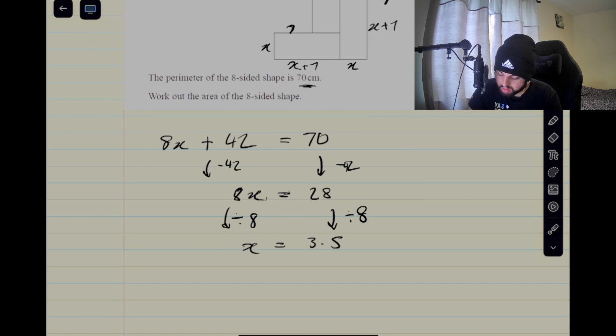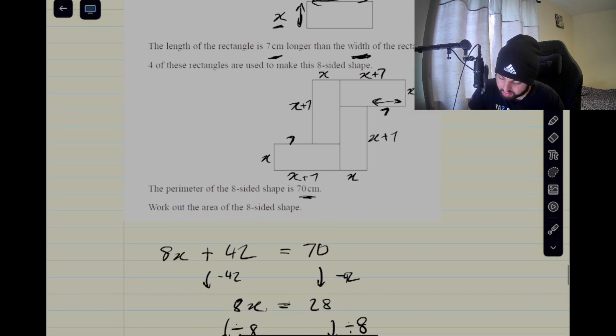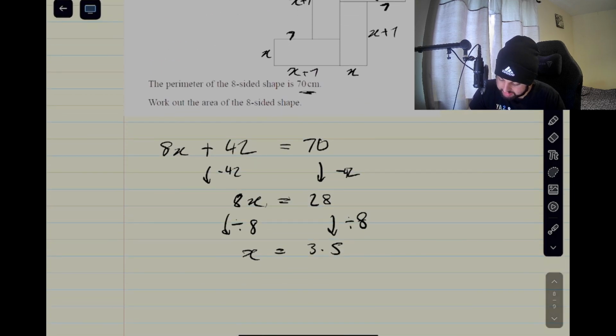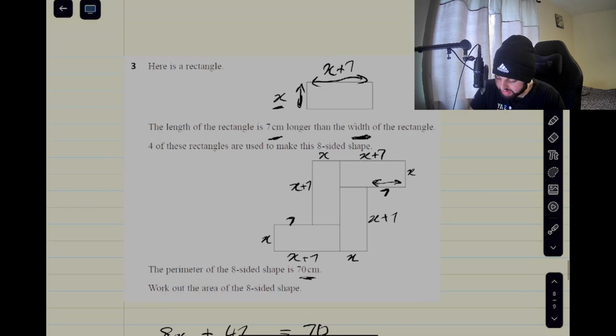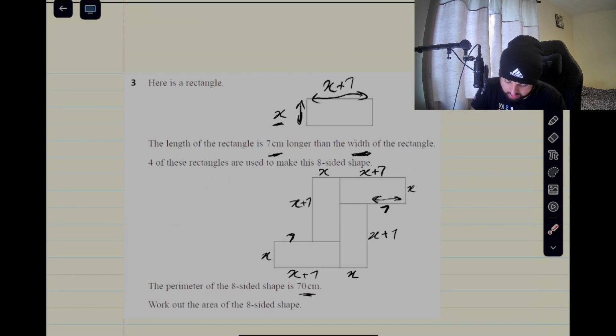So now we know that the width of the rectangle is 3.5. And because we also know that the length is 7 plus 3.5, we can just add 7 on, and that's 10.5. So x plus 7 is 10.5. Now, because we have to figure out the area of the whole eight-sided shape, and it's made out of 1, 2, 3, 4 of these rectangles, let's just figure out the area of one of these rectangles and just times it by 4.